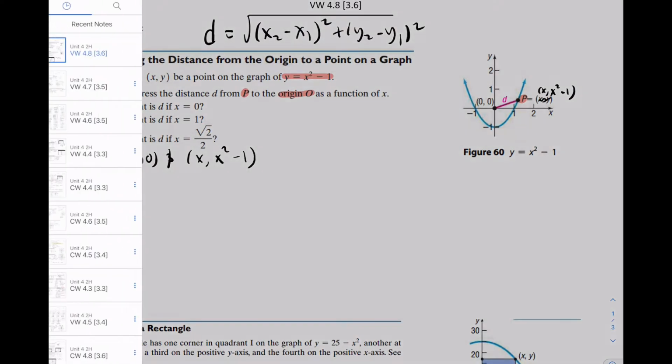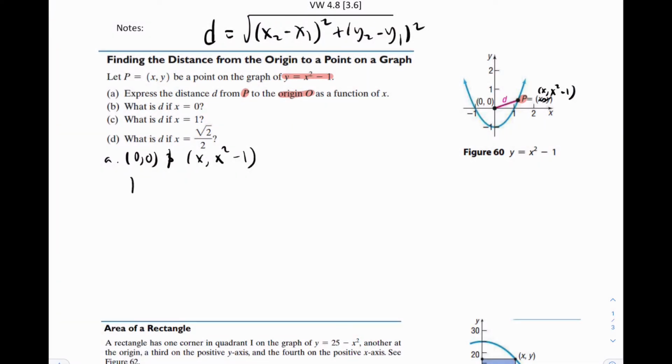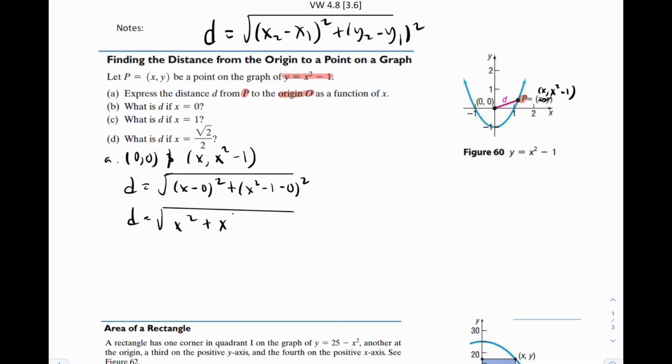Now let's plug it into our formula. D is equal to the square root of (x minus 0) squared plus (x squared minus 1 minus 0) squared. We're going to simplify that. That's just x squared plus x to the 4th minus 2x squared plus 1. And now we have a nice formula, the square root of x to the 4th minus x squared plus 1. And we'll highlight that. Here's our nice formula.